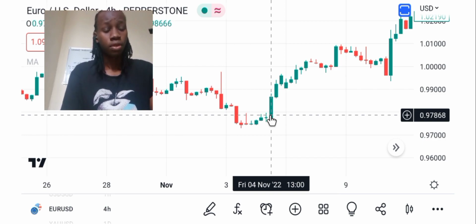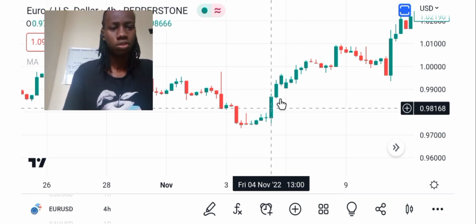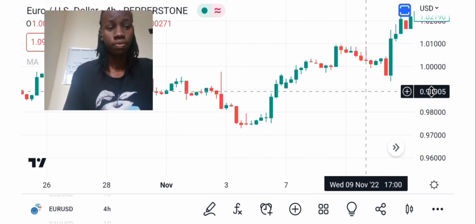But initially, you can use any color of your preference to describe your candlesticks the way you want. I see some people using white. Most of the trading platforms start with white and black, the white being the buyers and the black being the sellers. So it depends on whichever trading platform you're using. But this is an example of how I use mine. For me, I use the green as the buyers and the red as the sellers. I find it easier.